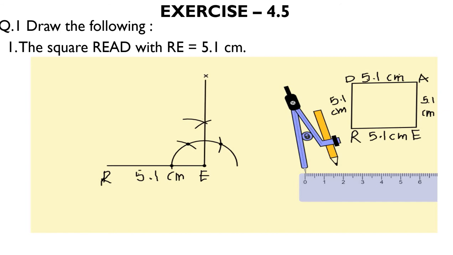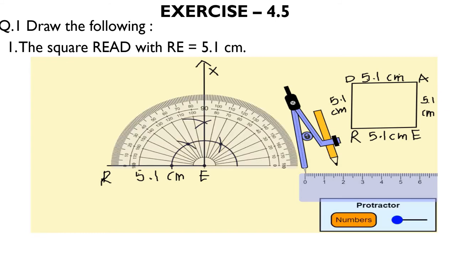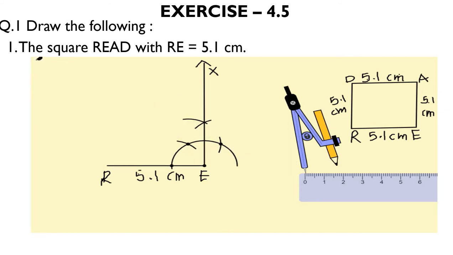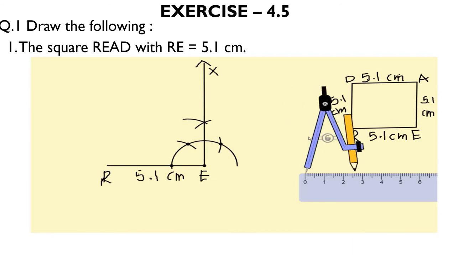After that, you make a ray EX of 90 degree. That is, we will get angle REX equal to 90 degree. After constructing the angle, please cross check it with protractor that it is a proper 90 degree, then only our square will be a perfect square.